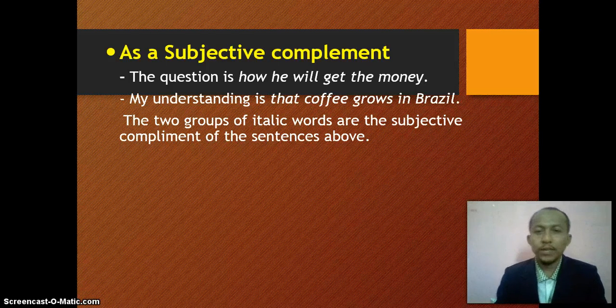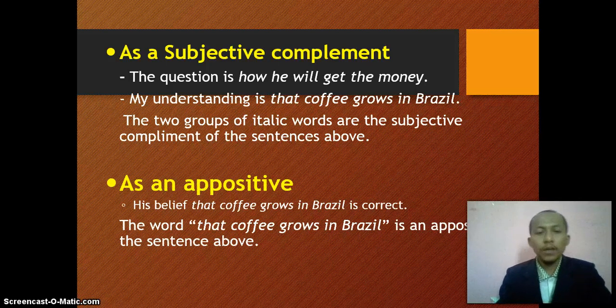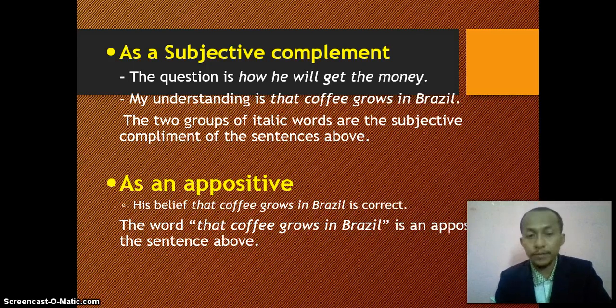The two groups in italic words are the subjective complements. How he gets the money is the complement, the subjective complement. So, appositive. Appositive is additional information. His belief that coffee grows in Brazil is incorrect. So this appositive is additional information about the clause, about the sentence. His belief that coffee grows in Brazil is incorrect.